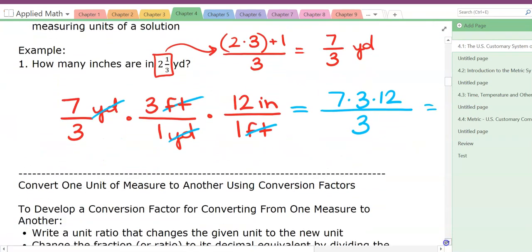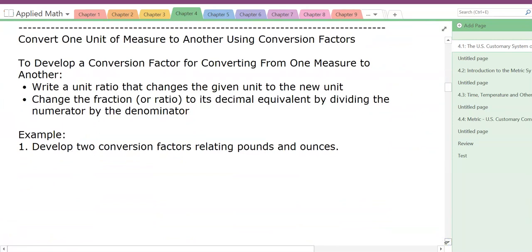All right, so the next piece here is converting one unit of measure to another. Again, using conversion factors. It doesn't matter the way that you go. So if you want to go feet to inches or inches to feet, you can go both ways. And there's going to be another chart we're going to look at here in just a minute. But some steps for these ones: again, write it as a unit ratio. Write it as those fractions like we saw before. Change the fraction or the ratio to its decimal equivalent so that you can be dividing or multiplying by that decimal, so that you don't have to have all these fractions if you don't want to.